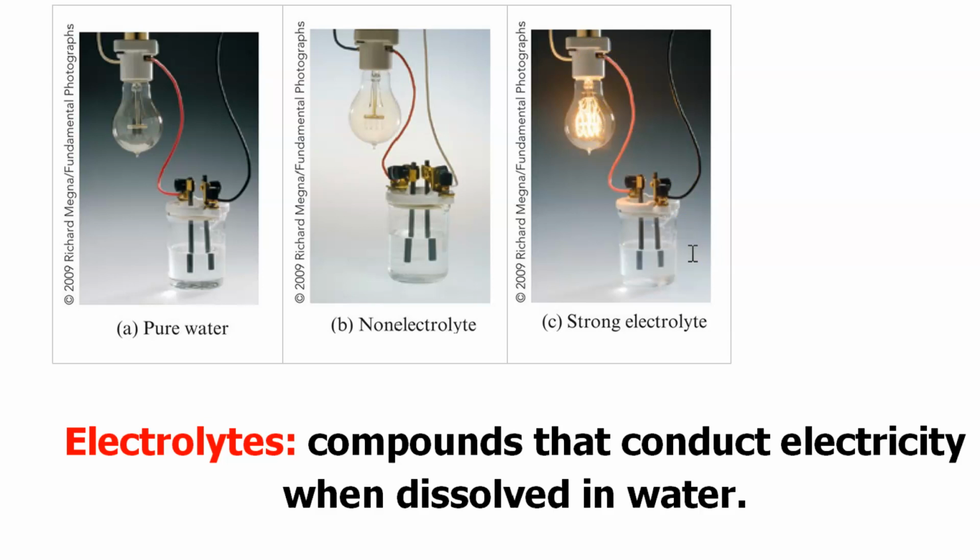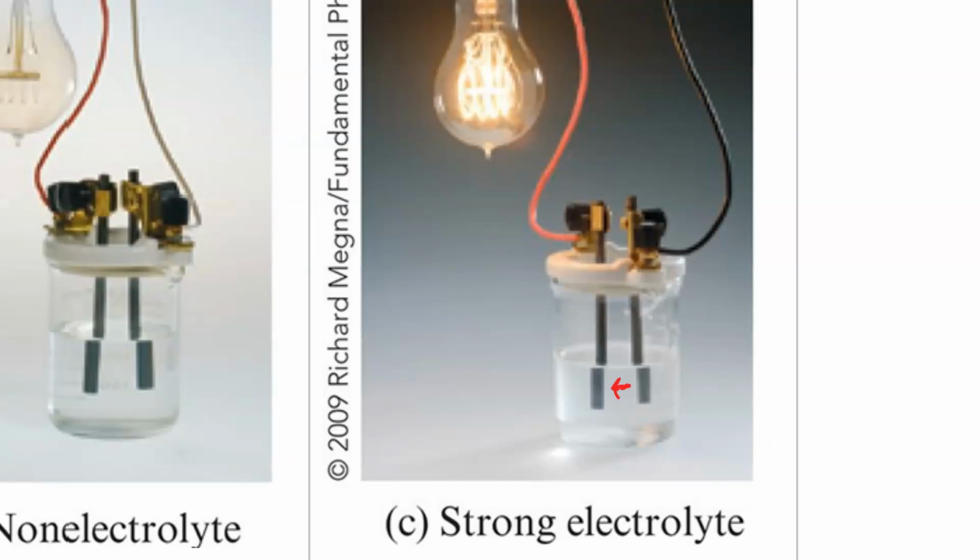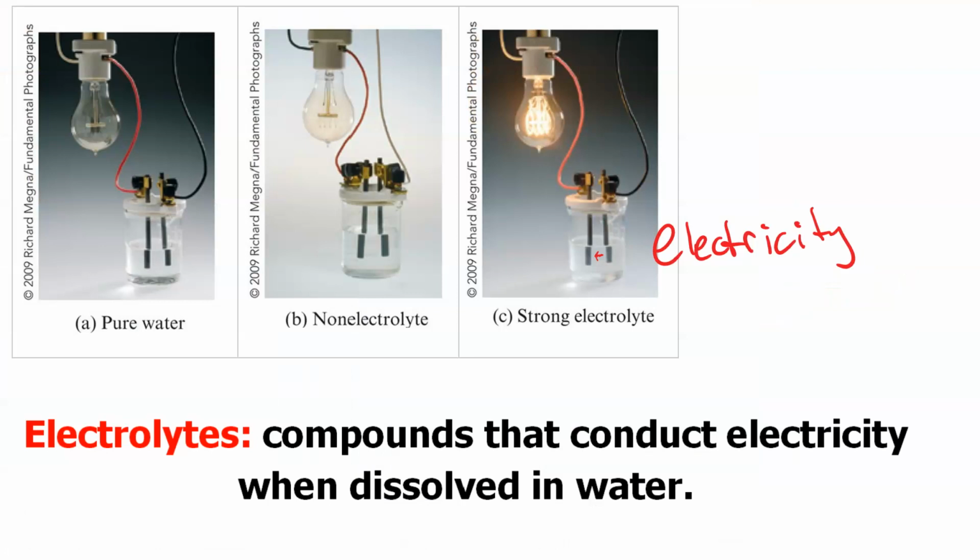So the light bulb is lighting up, and the fact that the light bulb is lighting up means that electricity is being conducted between those two electrodes in the beaker. So this is what it means to be an electrolyte. Electrolytes are compounds that conduct electricity when they are dissolved in water.